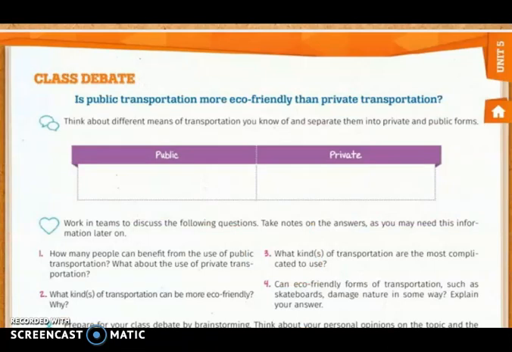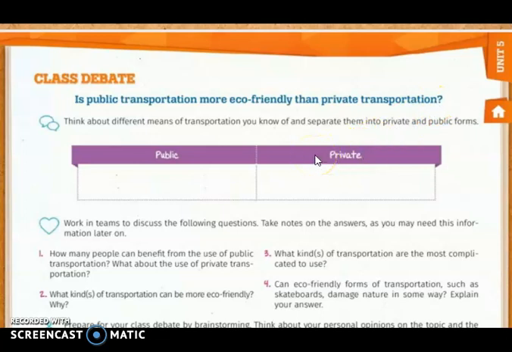On page 255, we have the class debate. We are going to prepare this page so we can have the class debate in the next video conference that we will have this week. This class debate will be about whether public transportation is more eco-friendly than private transportation.